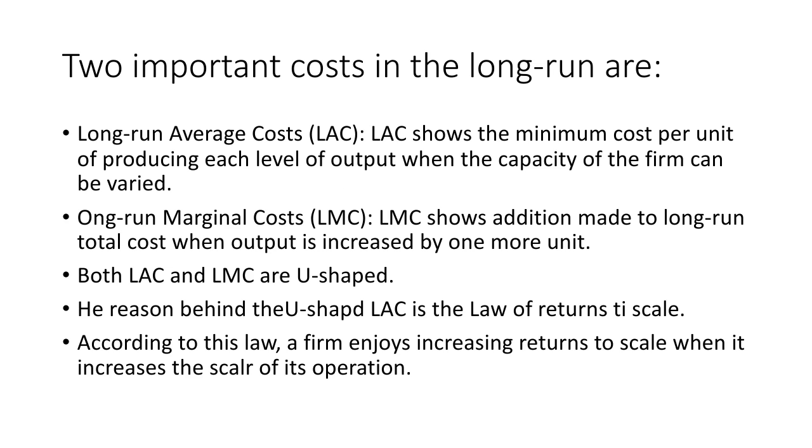Both long run average cost and long run marginal cost are U-shaped. The reason behind this U-shaped long run average cost curve is the law of returns to scale. And according to this law, a firm enjoys increasing returns to scale when it increases the scale of its operation. Okay, when the scale of operation is increased, then the firm can enjoy increasing returns.